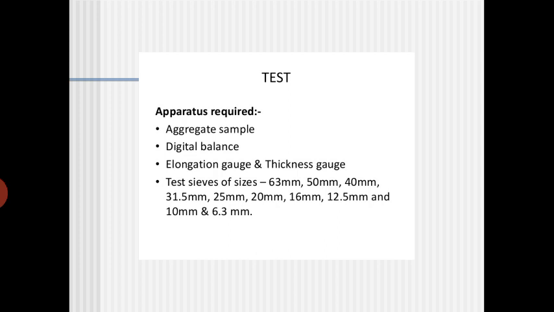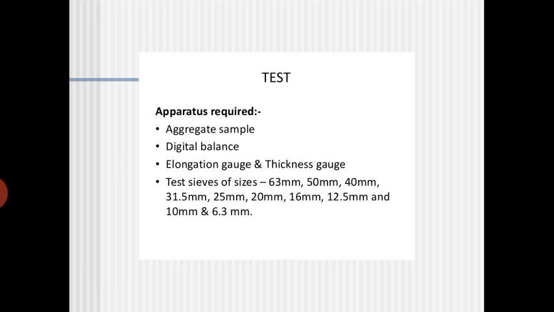Then the thickness gauge is used to find out the thickness of each aggregate. Normally, in one IS code, what we do is weigh the aggregate and take it. Then we find out how much percentage of aggregates are of this size and how much percentage are of this size.